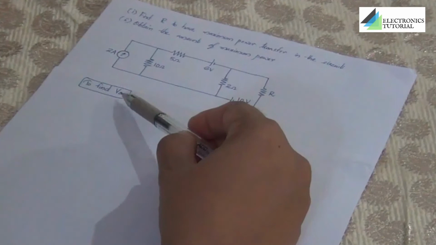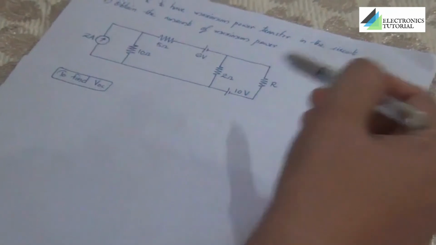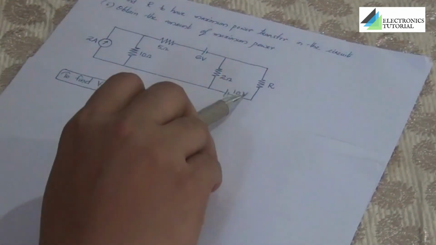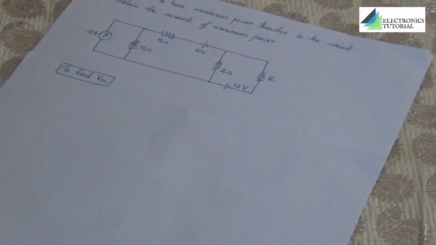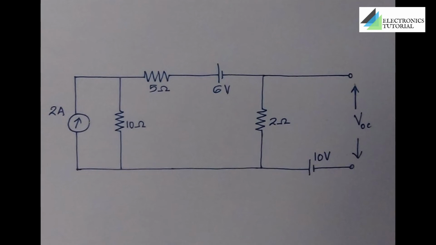So the next step is to find VOC. The term VOC in Thevenin's method indicates it is an open circuited voltage. That means we need to open circuit the load terminal and the voltage at that position should be calculated. The network seems to be a little complicated. We'll go for some easy steps.